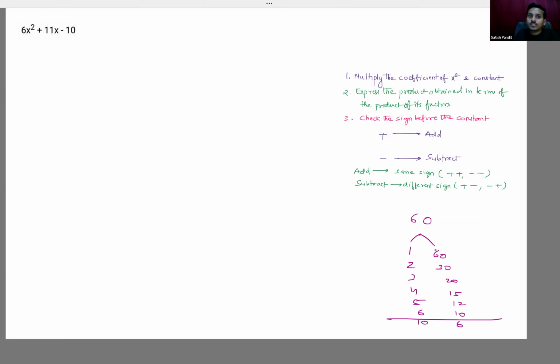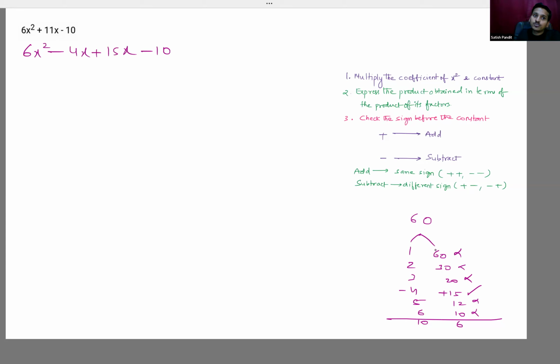We look for the sign before the constant. It is negative, so we have to subtract to get +11. This will not give, this will not give, this will give. There's only one pair actually. And we need +11, right? So this should be plus, this should be minus. Then only you get +11. If you put negative for 15, you'll get a negative answer. So 6x squared minus 4x plus 15x.